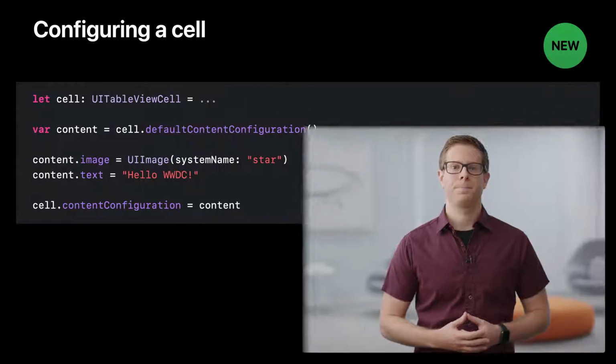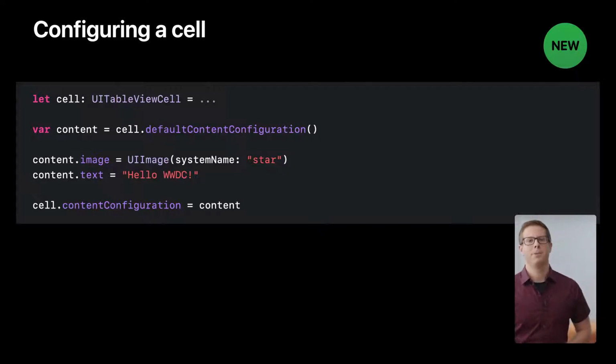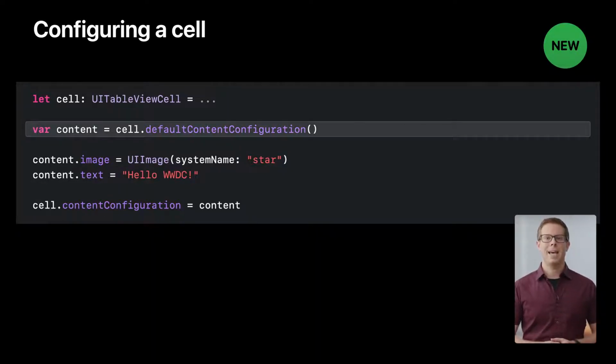With that in mind, let's take a look at how you would do the same thing using the new configuration APIs. This is how you configure a cell using a content configuration. It looks pretty similar to what we had before, but with 2 new lines of code. Let's break it down. The first thing that we do is ask the cell for a default content configuration. This always returns a fresh configuration without any content set on it. But this configuration does have default styling based on the cell and table view style. We'll talk more about the styling and other features of content configurations shortly.